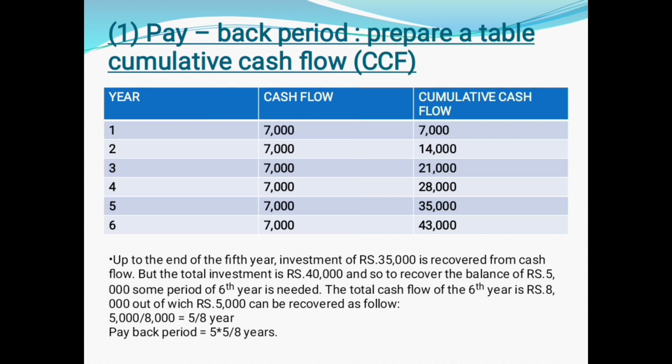Payback period method. So we have to show cumulative cash flow. As we can see, at the end of the fifth year, rupees 35,000 of the investment is recovered from the cash flow, but the total investment is rupees 40,000, so to recover the balance of 5,000, some part of the 6th year is needed. The total cash flow of the 6th year is rupees 8,000, out of which rupees 5,000 can be recovered as follows: 5,000 upon 8,000 is equal to 5 upon 8 years. Payback period is 5 and 5 upon 8 years.